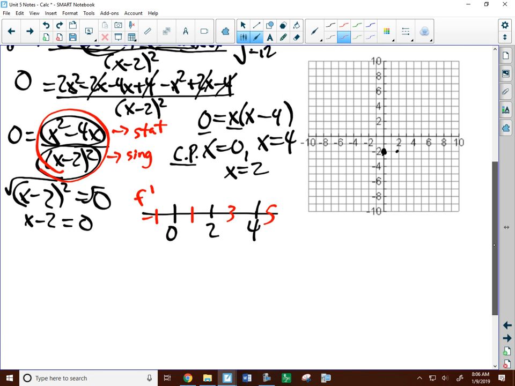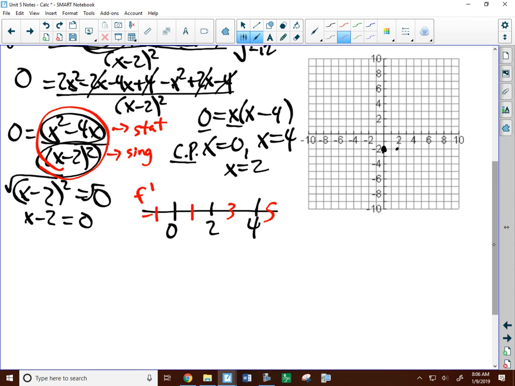So again, let's just plug in a couple here. So like 1. I plug in 1 here. 1 squared is 1 minus 4. And then down here will be 1 minus 2. That's negative 1 squared. So in the numerator I'll get negative 3. And in the denominator I'll get positive 1. And so that's a negative number.